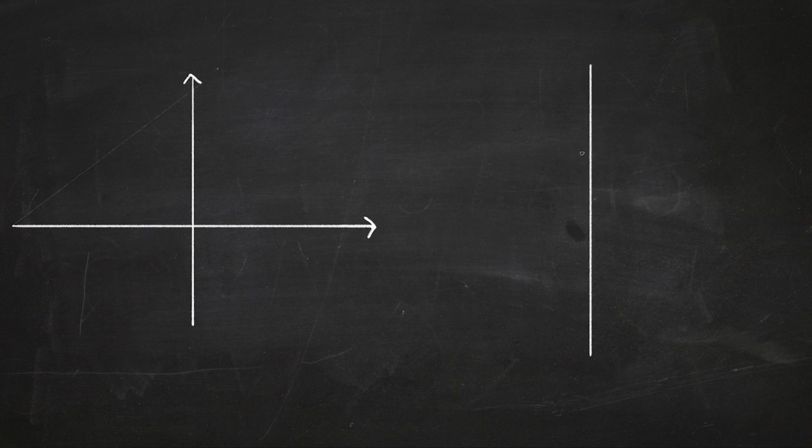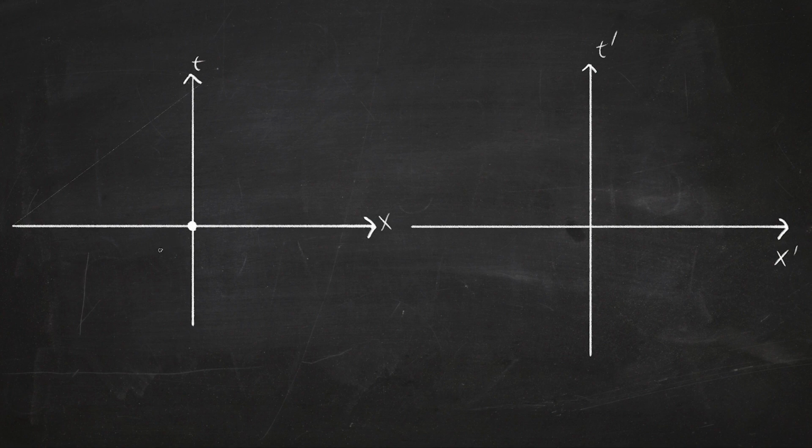All right, so this is my unprimed frame, and then you have the prime frame. The prime frame is moving at speed v towards the right, which is typically how it's done. And the origins are coincident. So this is x prime, t prime. This is t and this is x. And the origins are coincident.